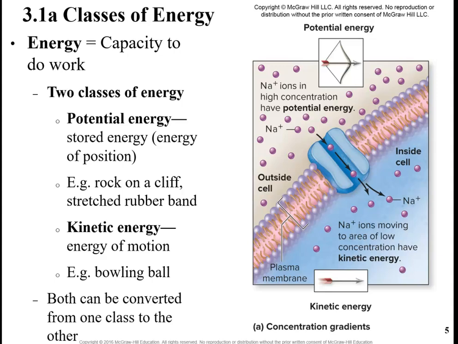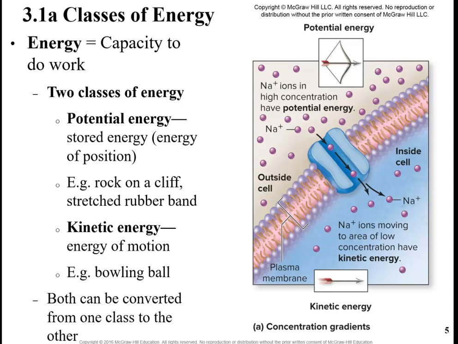There are two classes of energy. Everything's either A, potential energy, which is energy stored or energy of position, or B, kinetic energy, energy of motion. So a potential energy example would be a rock up very high on a cliff. If you were to push the rock off, it would fall, converting its potential energy into kinetic energy.